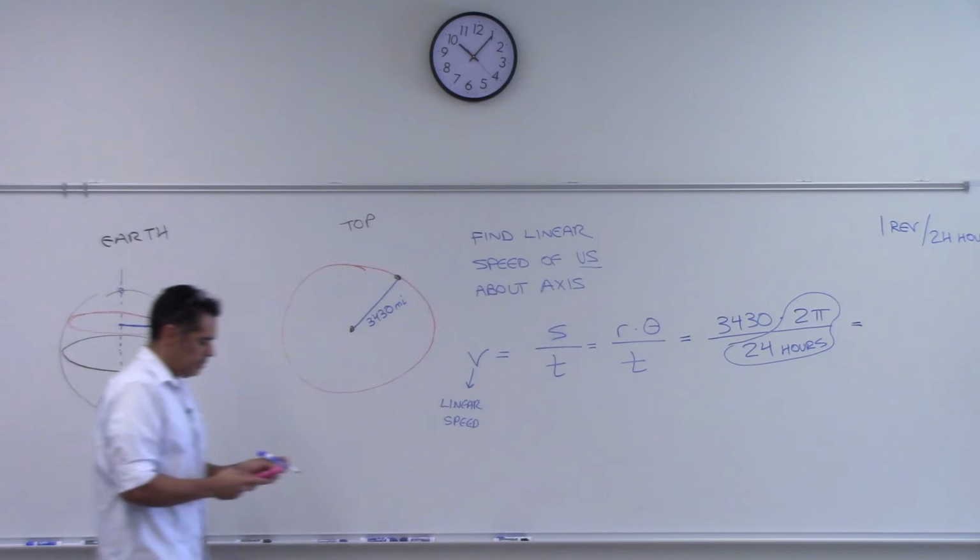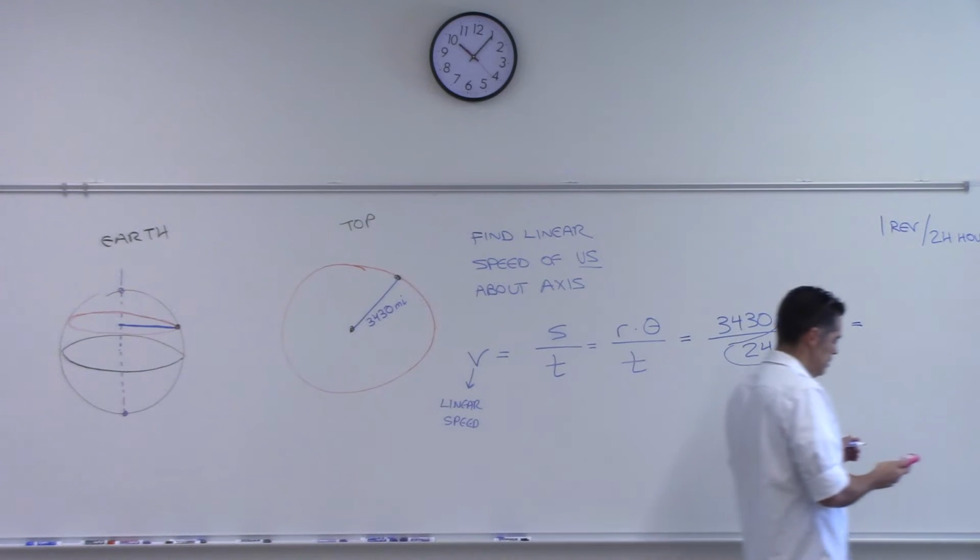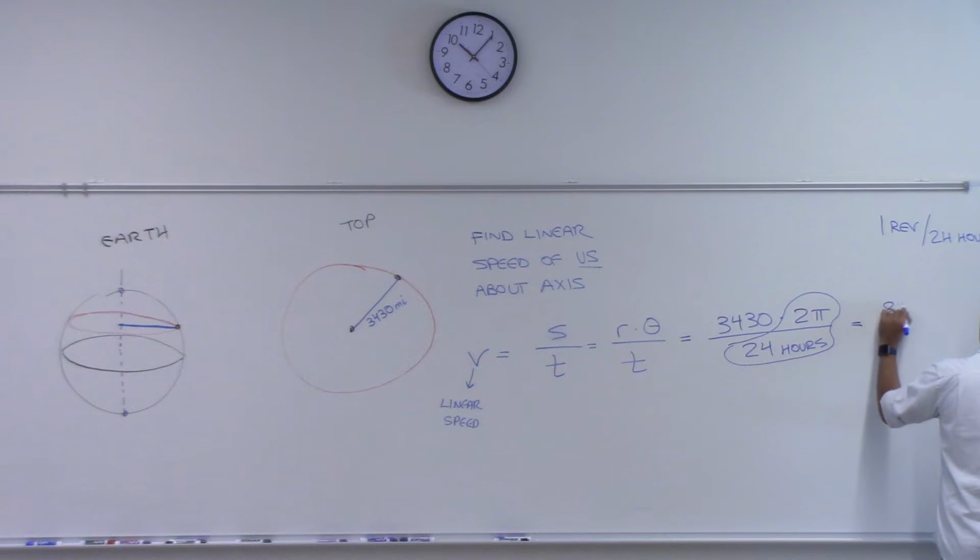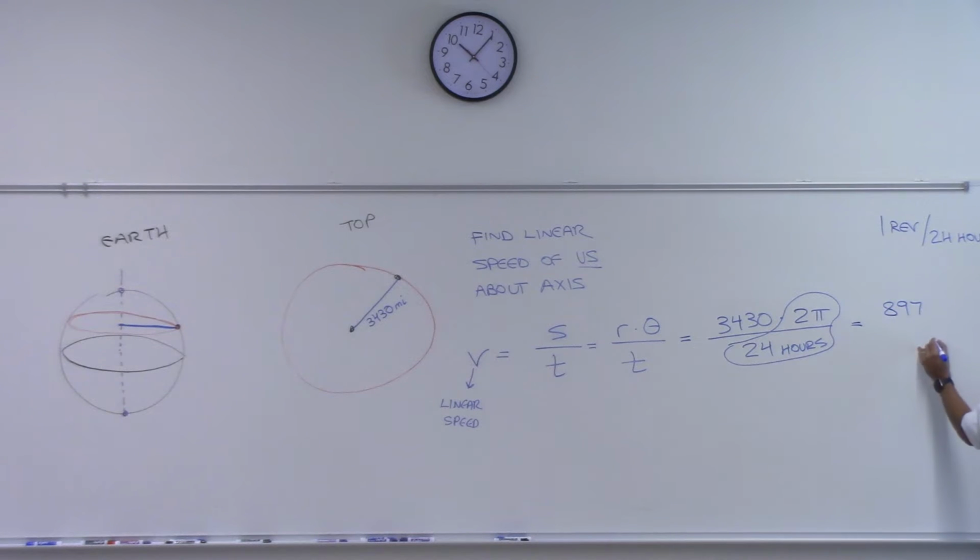And you get, who gets it? Who's got it? 897.98, something like that. What? Miles per 24 hours. Did y'all? Oh, we did divide by 24. I apologize. We did. So this will be miles per hour.